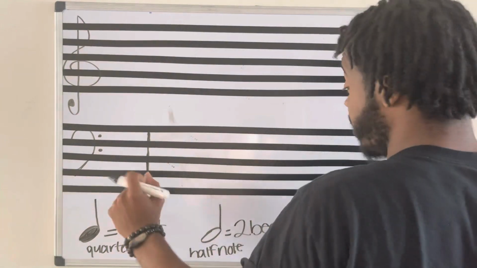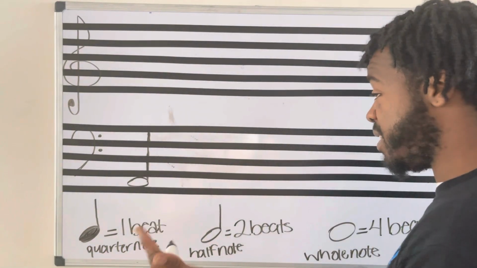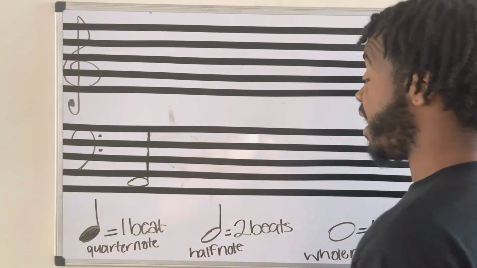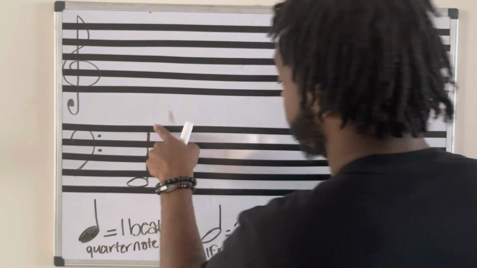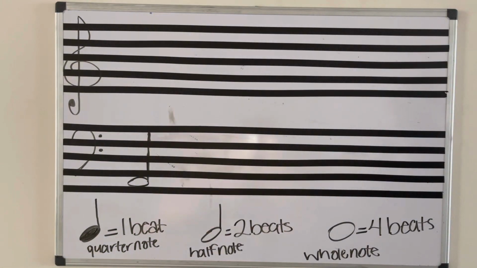Where's this note? It's on space 1. What are my spaces? A, C, E, G. The first space is A. The fifth line is also A. So where does my line stop? My line stops at the fifth line, okay?